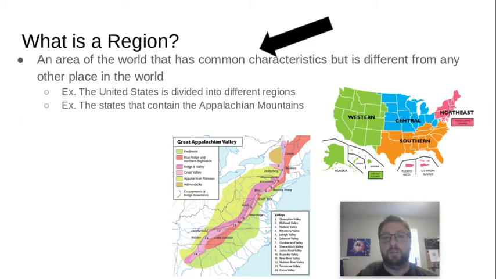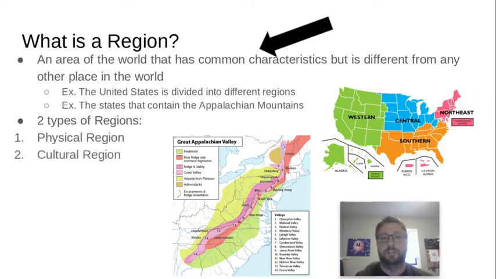When we talk about regions, we're going to talk about two types in this chapter, and we're going to go into more detail later this week. Those two types are one, physical region, and two, cultural region. So make sure you add those into your guided notes. Now, this isn't the end of the video. There are just a few more slides I want to share with you, so bear with me to give you some more examples of what a region is.